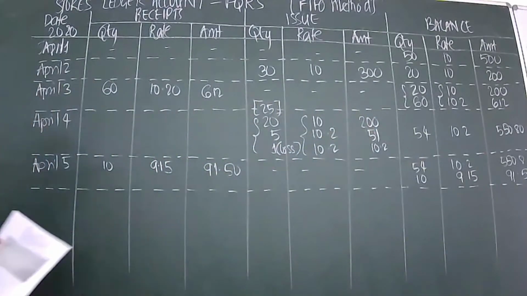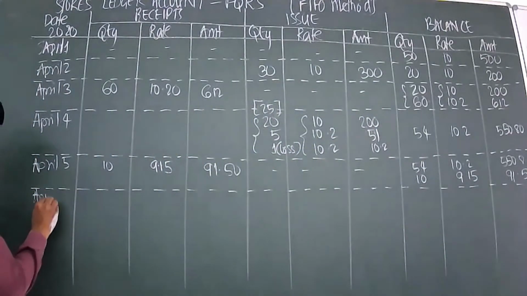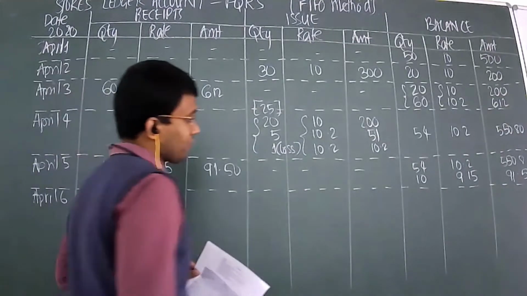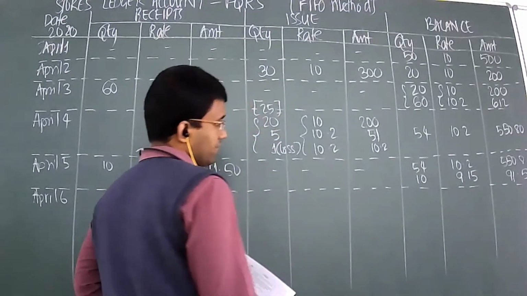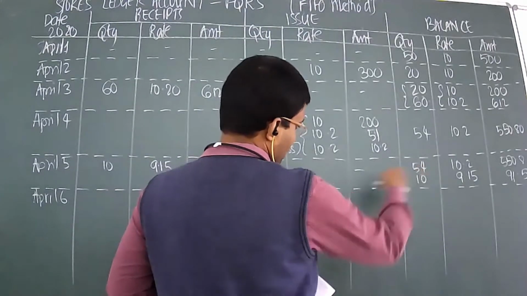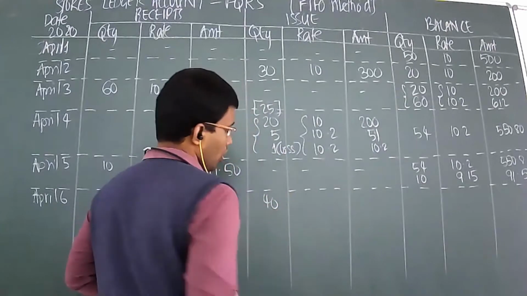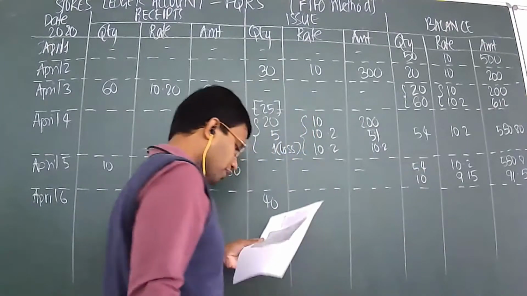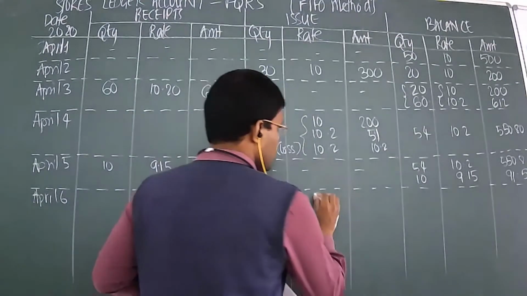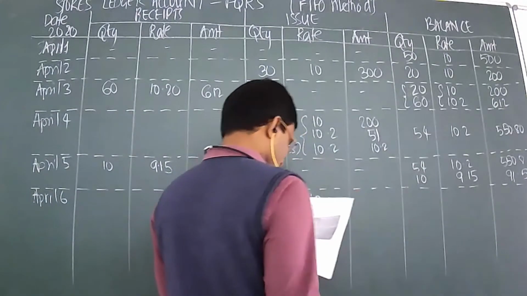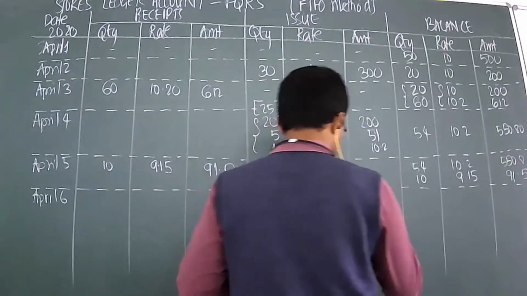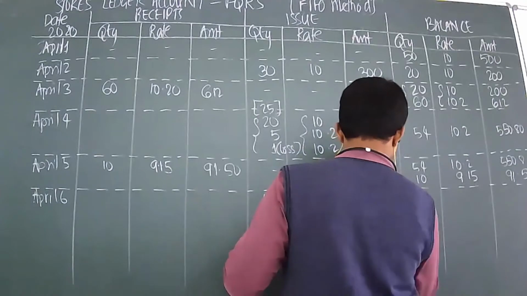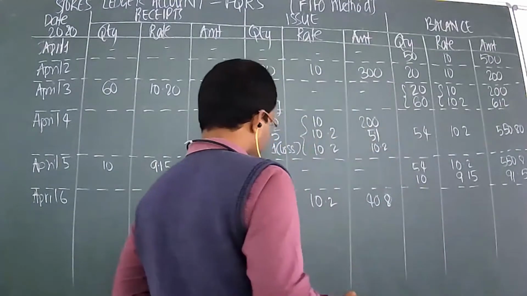Now let's look at the transaction for April 6th. April 6th, you are issuing 40. You will have to fulfill 40. Now this is straightforward because, since we are following FIFO, the entire request for 40 you will be able to fulfill from this batch. So this you will be issuing at 10.2, and 10.2 into 40 works out to be 408.